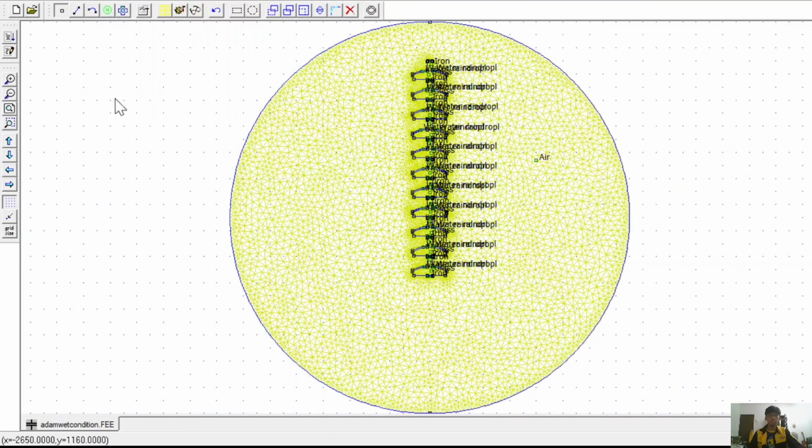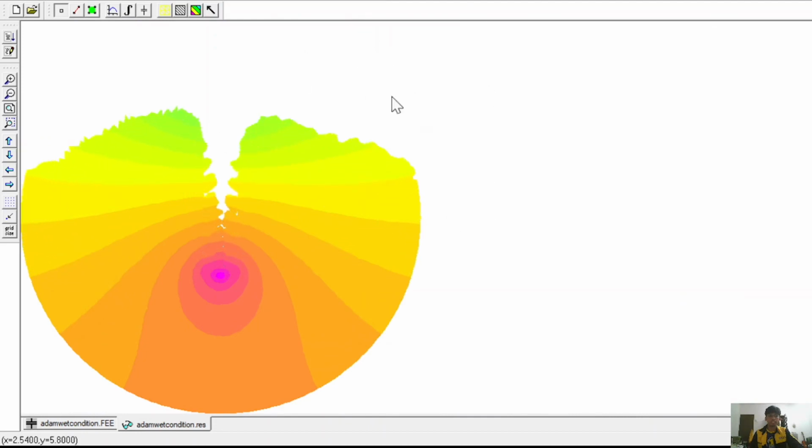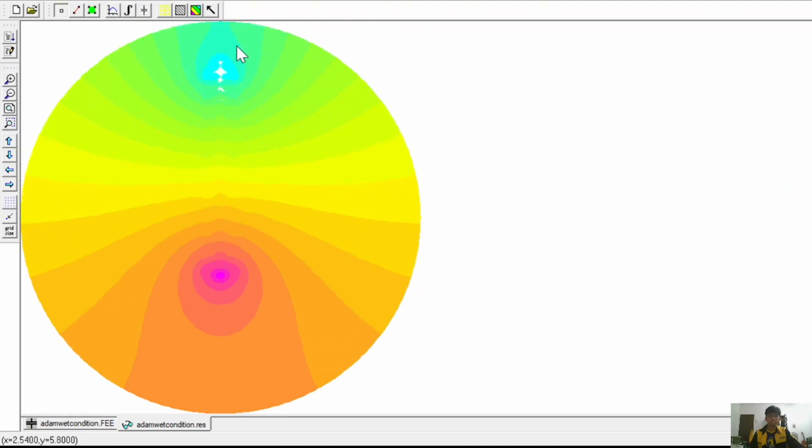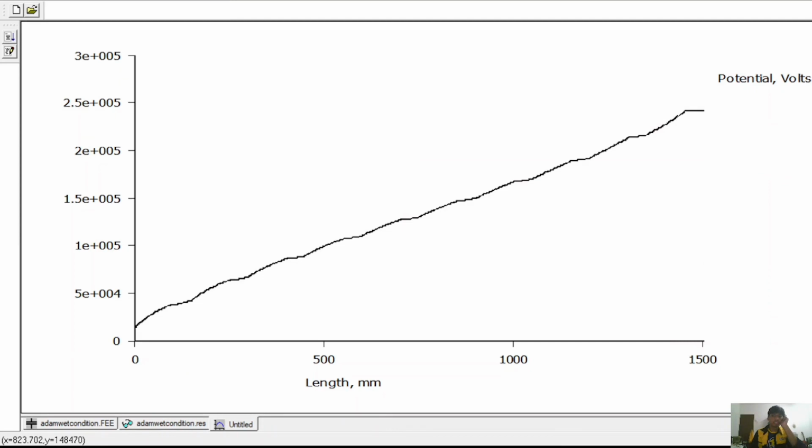So let's move to the wet condition, where we have a raindrop at the top of the insulators. So this is the density of the voltage. As you see, the top does not get the voltage from the high voltage at the bottom area. So let's plot the voltage first. So this is our graph for the voltage.